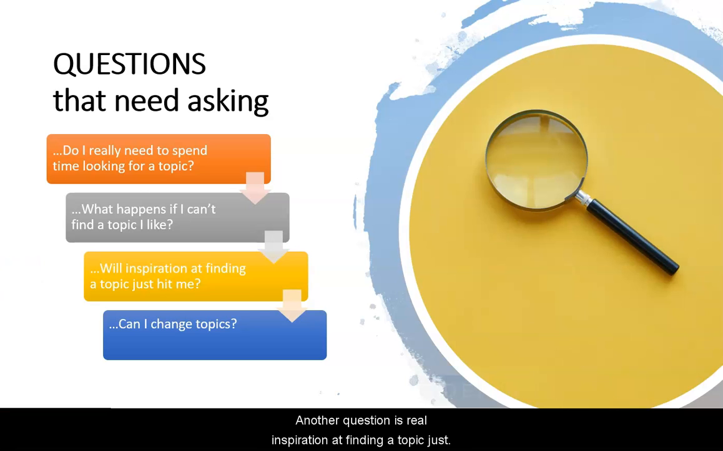Another question is, will inspiration at finding a topic just hit me? Possibly, never know. It could be a discussion board in one of your coursework where your instructor poses a question to you and suggests that this is an area that may be a researchable topic for a dissertation.